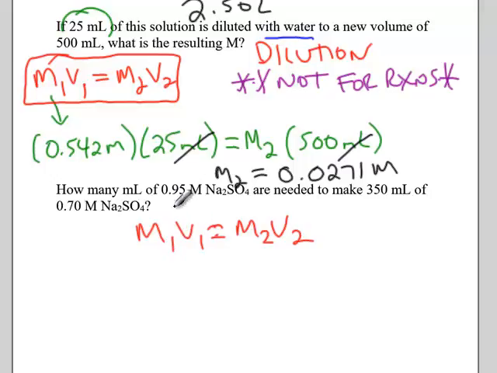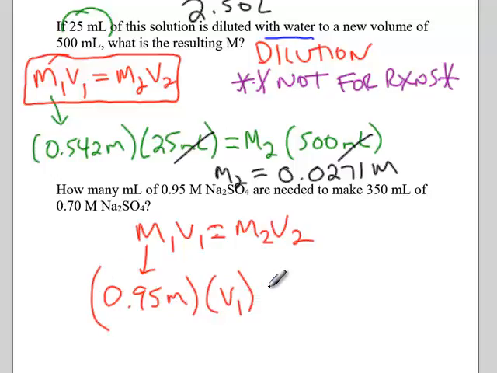So the first molarity is the higher number, 0.95. And in this case, V1, the volume that we're going to use, is unknown. M2, the diluted molarity, is 0.70. And the total volume we want is 350 milliliters.